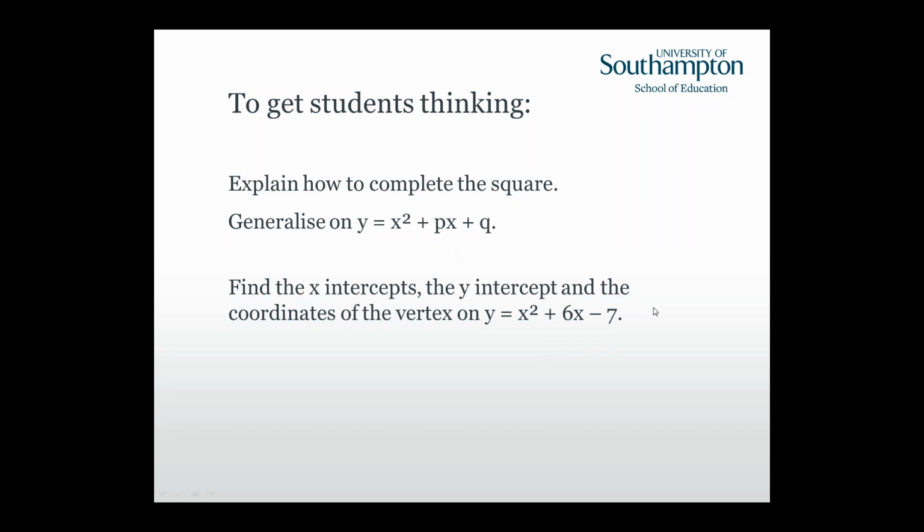Finding everything to do with the thing, though, is a really good way to get them to summarise it all, and you can get them to do it in groups again with mini whiteboards or just pairs, showing each other things. So this is what I was talking about. For what values of k does this have two x-intercepts? And they're thinking, oh goodness, shall I try some numbers?